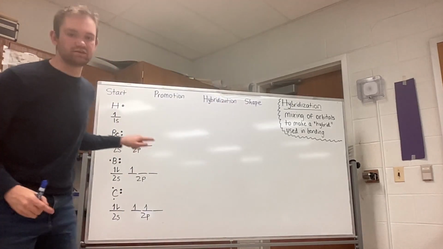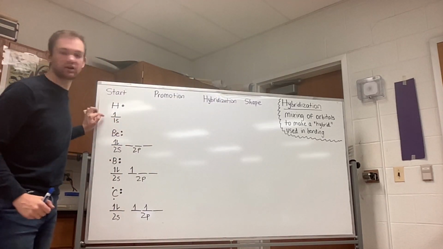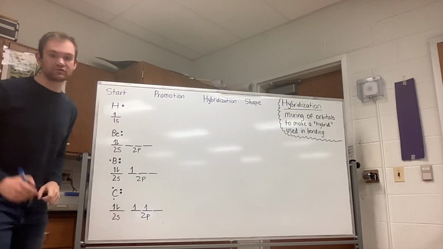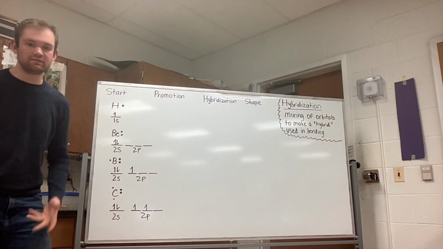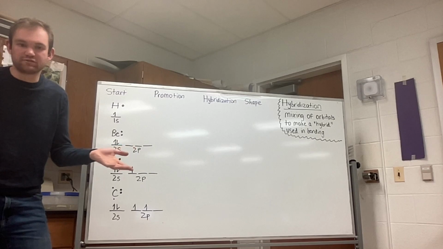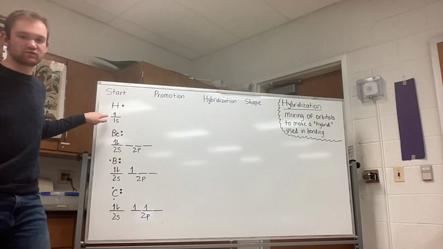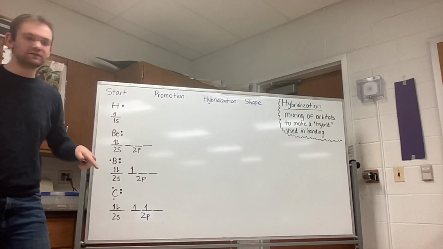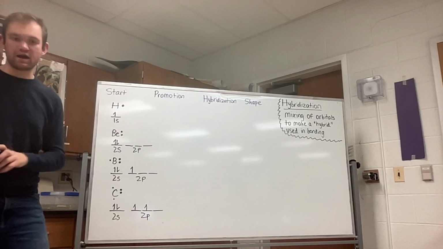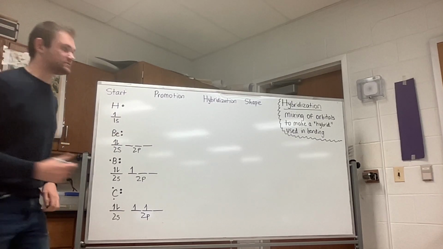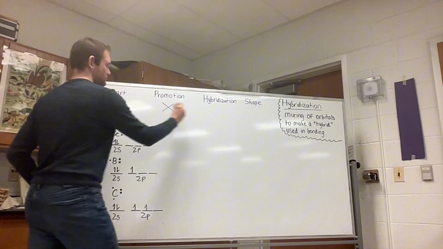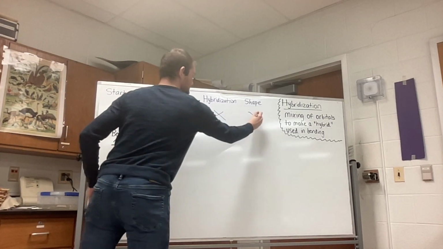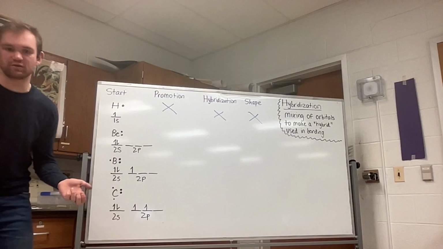Well, hydrogen is just 1s1. Because hydrogen is 1s1, there are no p orbitals in hydrogen at all. There's no way for this electron to go anywhere. So there is no hybridization in hydrogen. So I'm going to cross all of this row out because hydrogen can't hybridize.